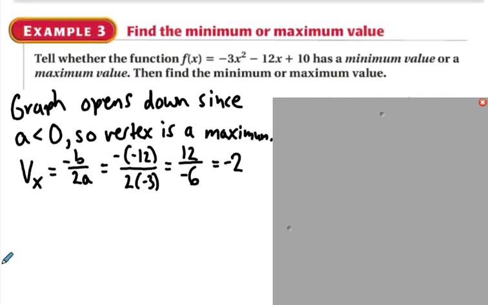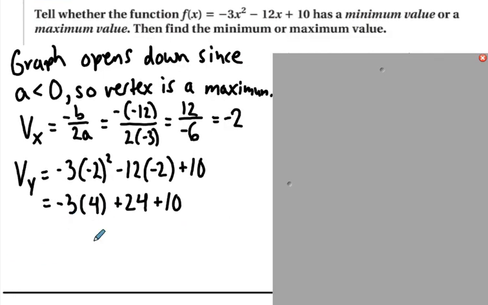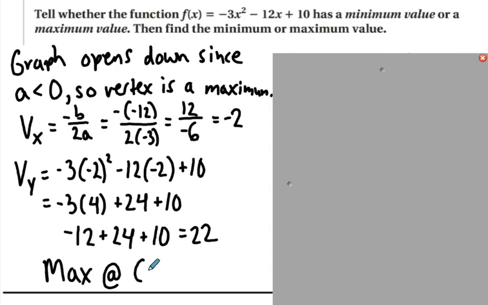If I know the vertex's x-coordinate, how do I get the y-coordinate? I put negative 2 in for x in the equation, so I get negative 3 times negative 2 squared minus 12 times negative 2 plus 10. It's going to be negative 3 times 4 plus 24 plus 10. Negative 3 times 4 is negative 12. Negative 12 plus 24 plus 10, I believe, would lead me to be 22. So the max then occurs at negative 2 comma 22.